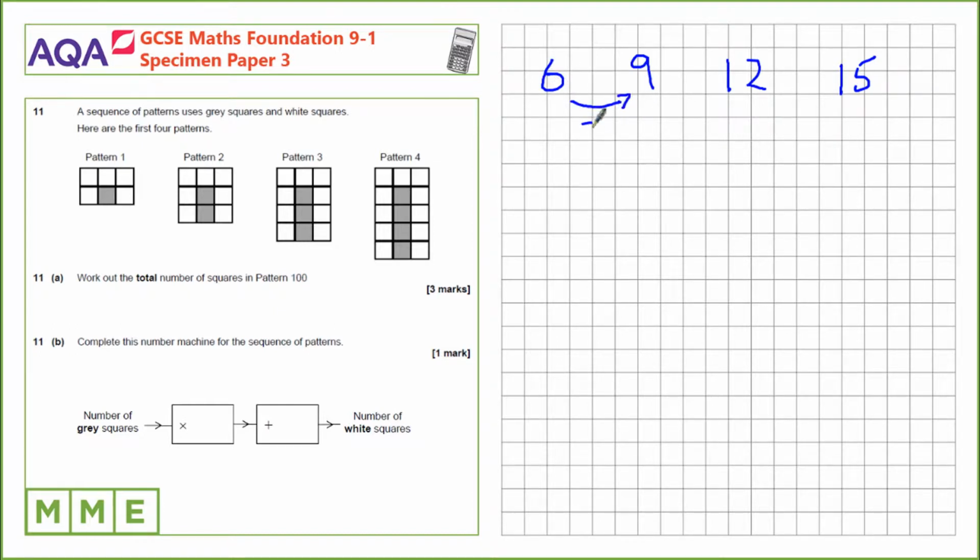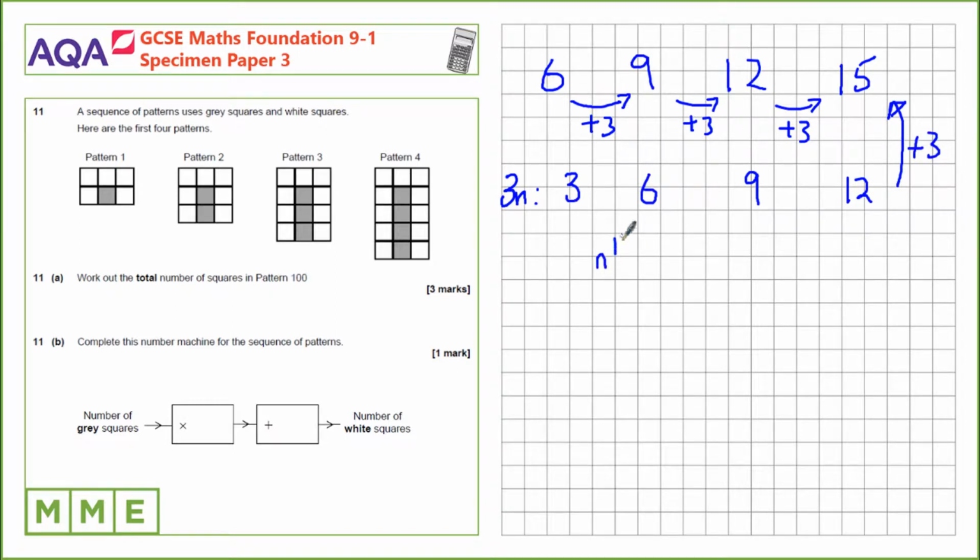So from 6 to 9, we're adding 3. Same from 9 to 12. And the same from 12 to 15. So we know that our nth term is going to include 3n. Let's compare it to this sequence. If n is 1, then 3n is 3, then 6, then 9, then 12. We need to see what we need to add from this to get to this sequence. And in every case, we need to add 3.